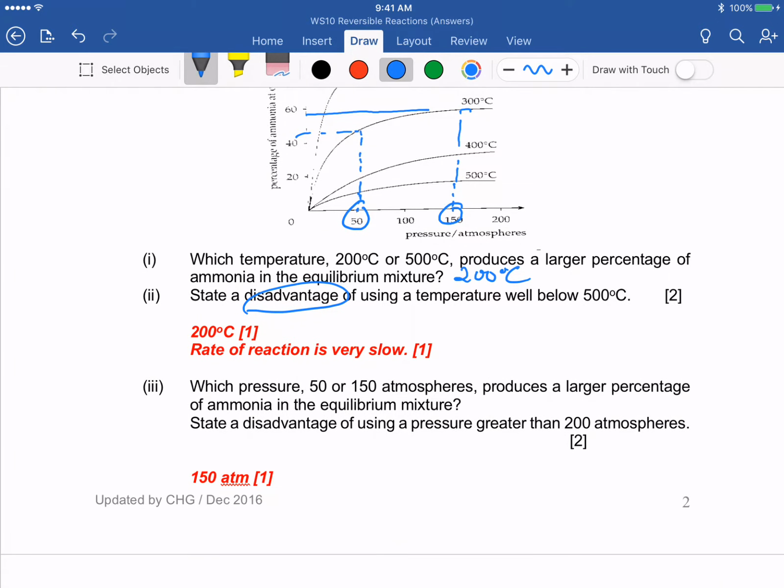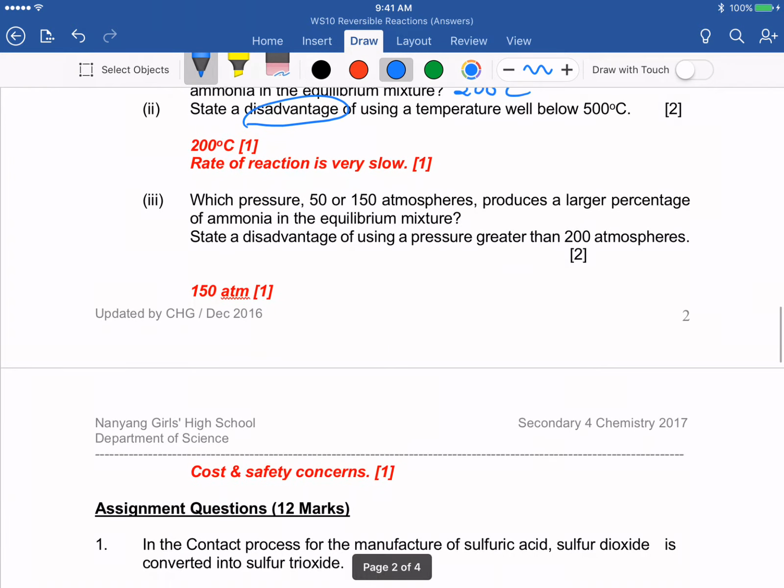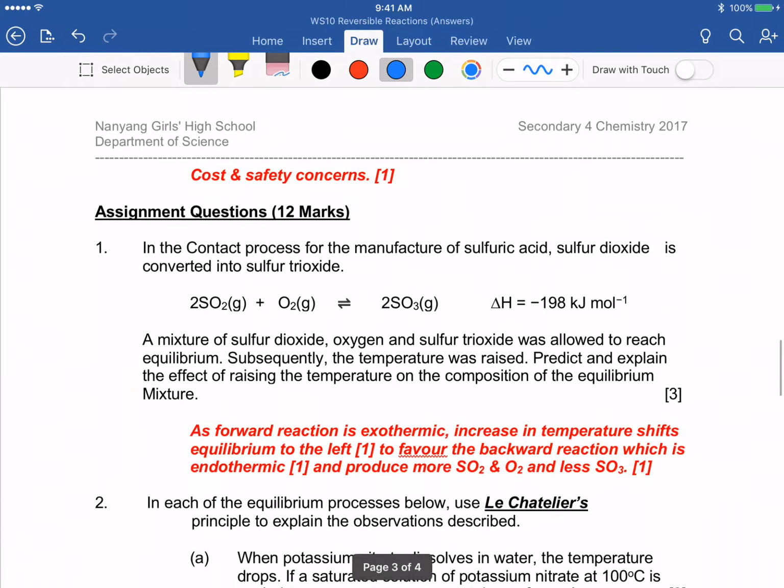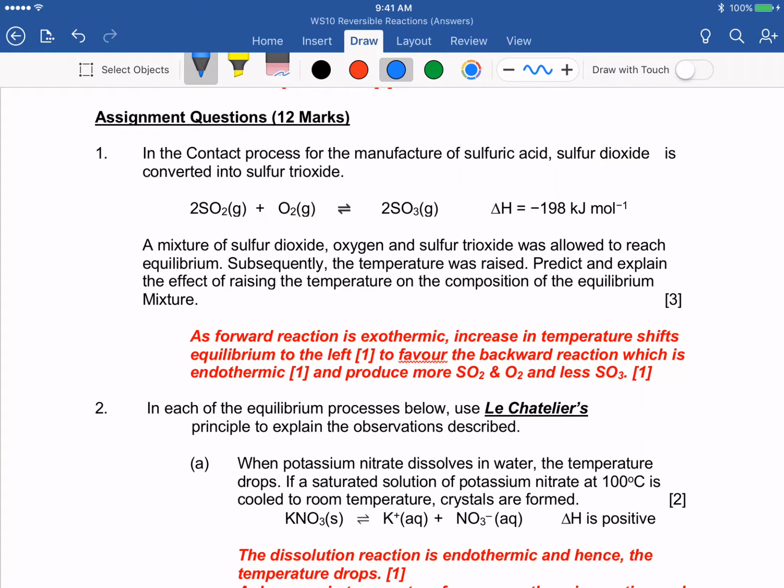150 atmospheric pressure will give you more ammonia. Okay, state a disadvantage, you can say cost, you can say safety concern. Because whenever there's a huge pressure, there's always a greater concern that it may explode. And it costs a lot more to maintain a higher pressure than a lower one. Okay, let's get to the assignment questions.